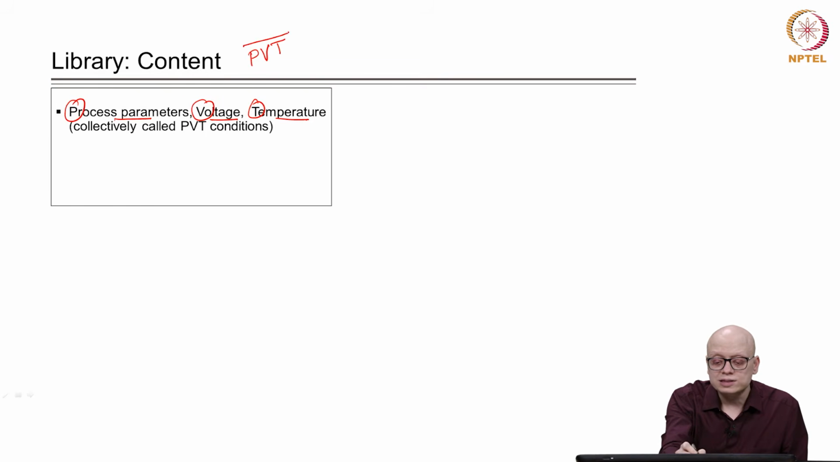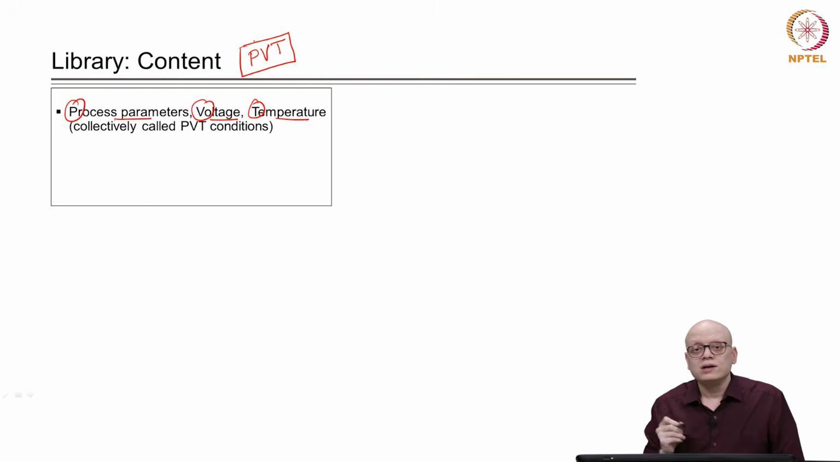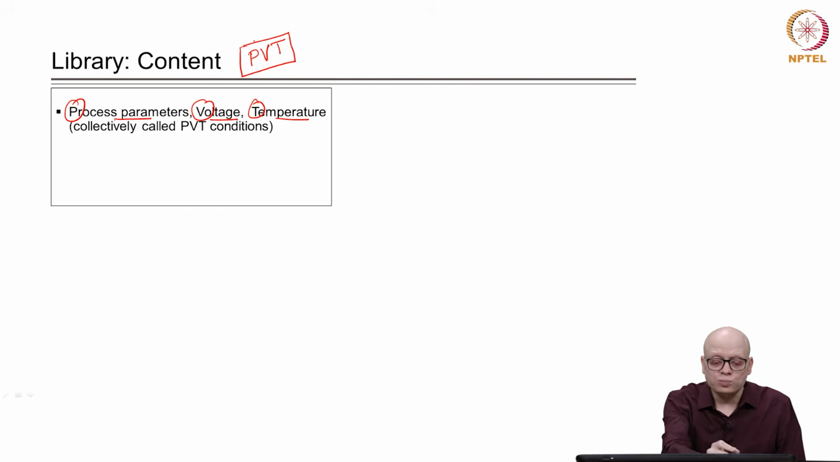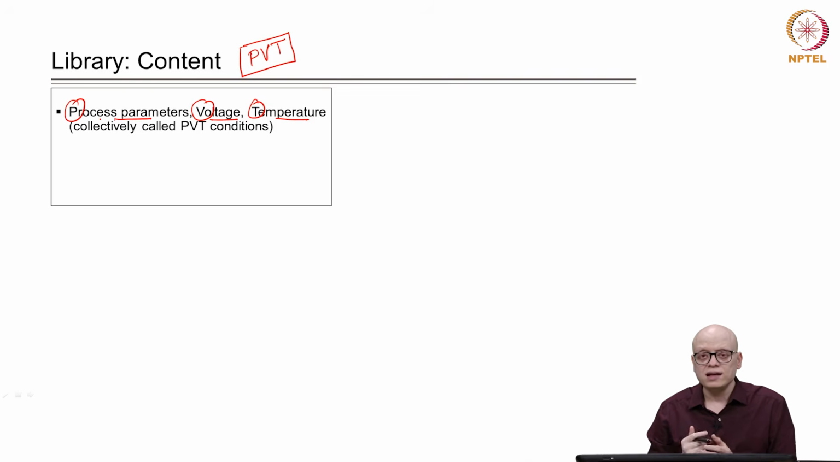We encounter this term PVT many times in the design flow. And what does PVT refer to? PVT refers to process, voltage and temperature, a combination of these three things. And this information is there in the library, right.